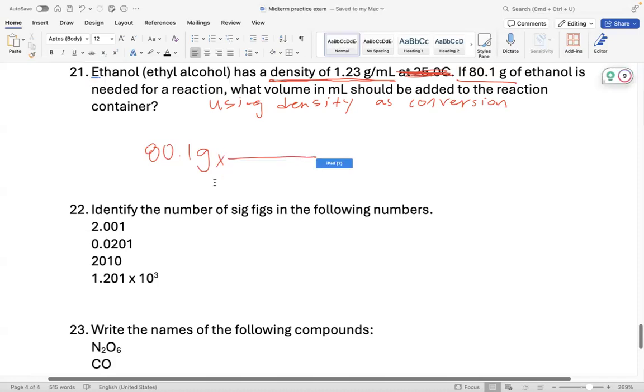So I want to determine how many mL, which is great because my conversion factor gives me the relationship between grams and mL. So I'm going to put grams on bottom, mL on top, because that's going to cancel my grams and give me my desired unit on top, which is what I want. That 1.23 is married to the grams, so it needs to go on bottom with the grams. So our final answer is going to be 80.1 divided by 1.23, and that's going to give me 65.1 mL.